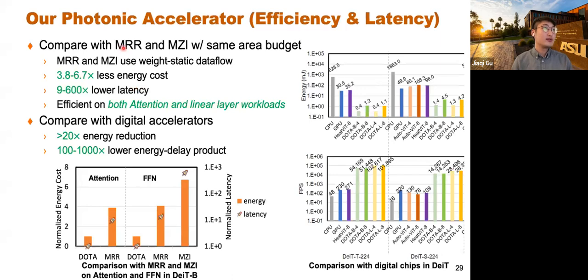So compared with the normal design using microring or MZI, both on BERT and on the vision transformer workloads, we can be 3 to 6.7 times more efficient and 9 to 600 times faster in terms of delay. And we are more efficient on both tangent and linear operations. We also compare with GPU, TPU, and FPGA, and our architecture, which we call DOTA, is generally over 20 times more efficient in terms of energy and 100 to 1,000 times better in terms of energy delay product, which really shows the promising application of those photonic accelerators for advanced machine learning applications if you co-design the circuit, the device, and the architecture.